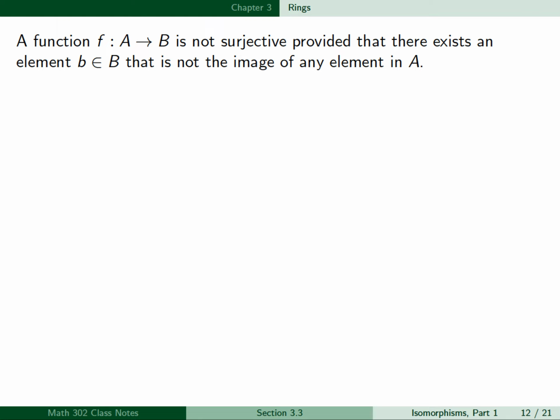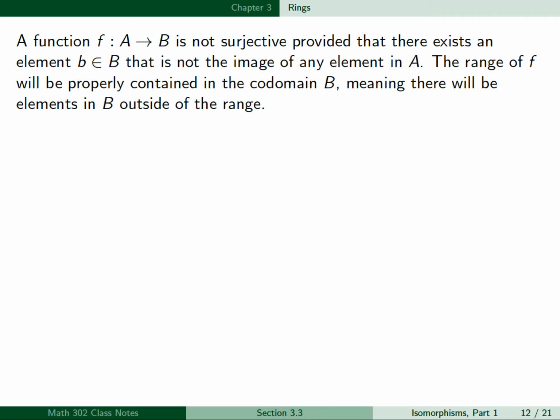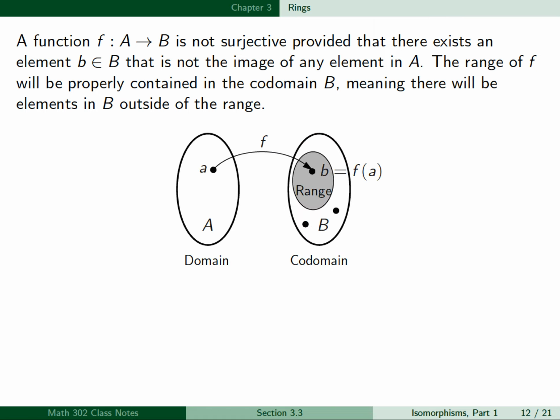A function f from A to B is not surjective provided that there exists an element b in B that is not the image of any element in A. The range of f will be properly contained in the codomain B, meaning there will be elements in B outside of the range, and we can represent it by a diagram as shown here. So the range is a proper subset of the codomain B, and we have some elements represented by the two points there that are outside of the range but still inside the codomain.